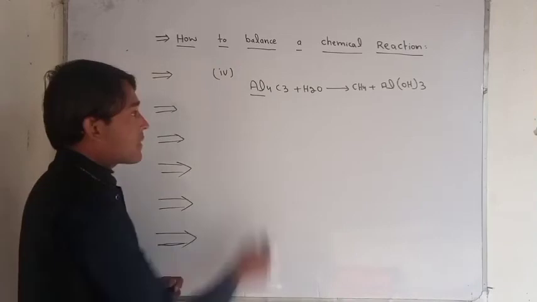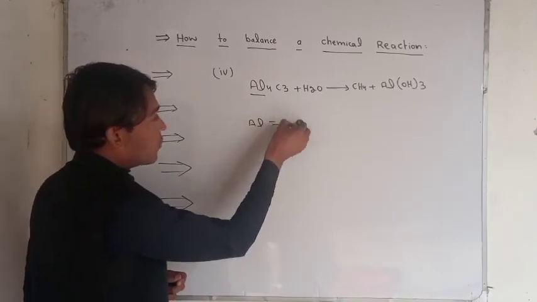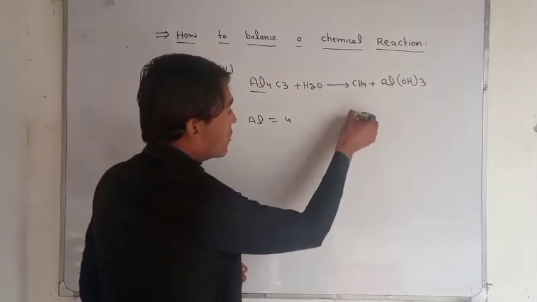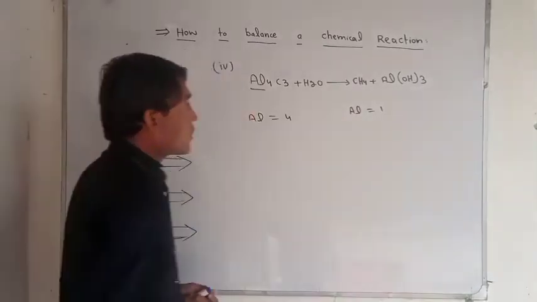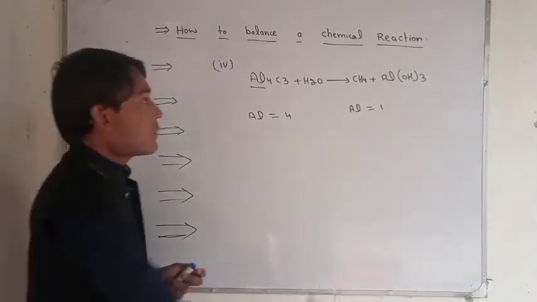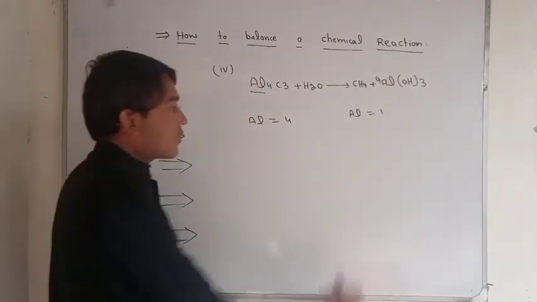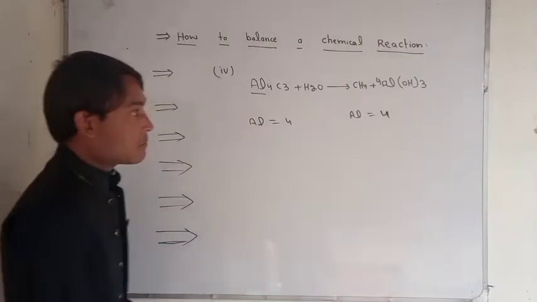First of all, the metal is aluminium. The number of aluminium is 4, and here the number of aluminium is 1. So now how to balance here? We have to write 4 here. So now this side, we got 4. Is it clear?